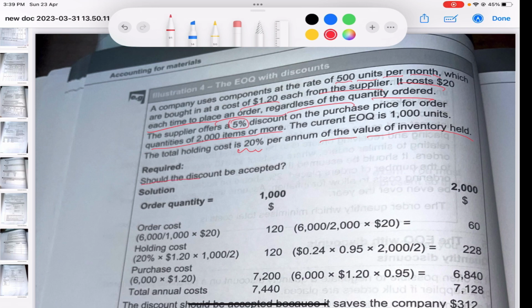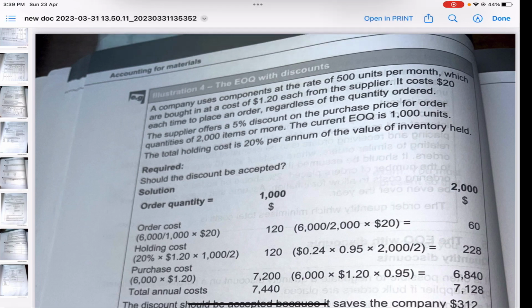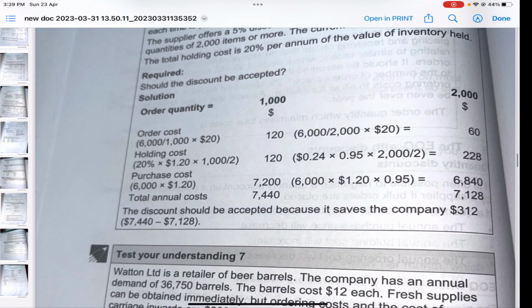So now we need to find out whether we need to accept the discount or not. So how am I going to do this? What is my own economic order quantity? 1000, right? It is 1000. So first I'm going to calculate with my 1000 units, and I'm also going to calculate with 2000, and then I'm going to see where I am getting a profit.